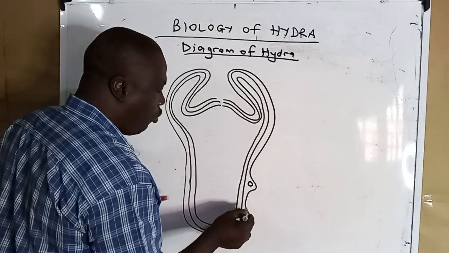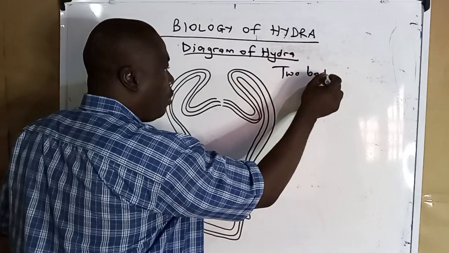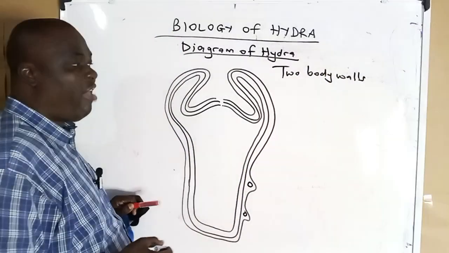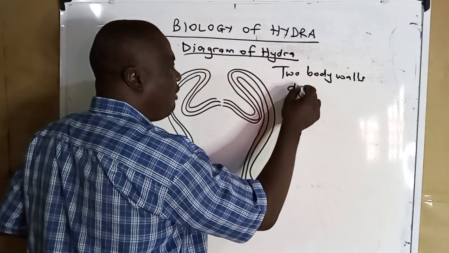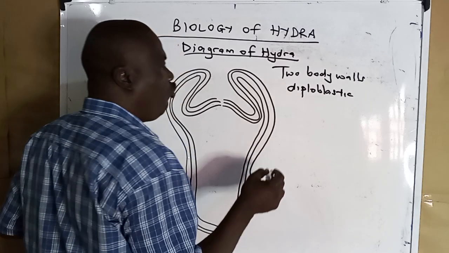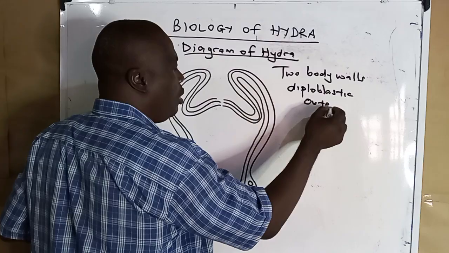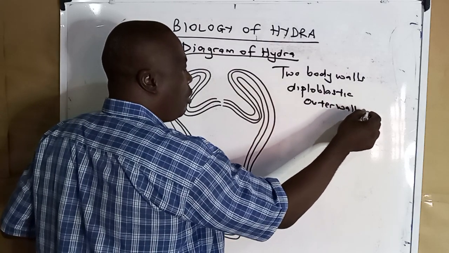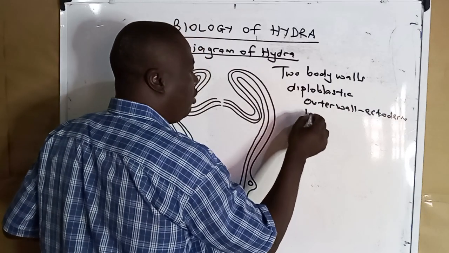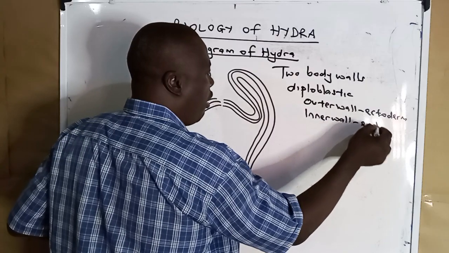Hydra has two body walls. When you say an organism has two body walls, that means it is diploblastic. So we have two body walls, diploblastic, and those body walls are the outer wall called the ectoderm, and the inner wall called the endoderm.